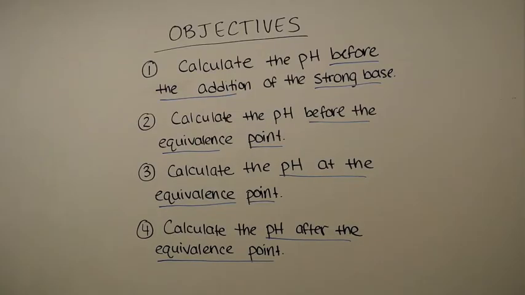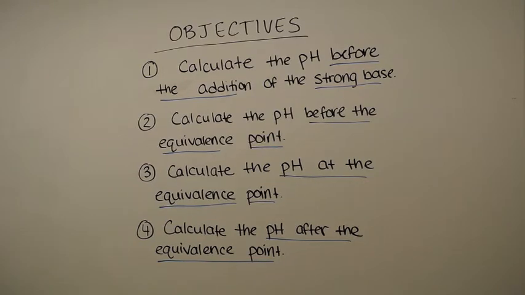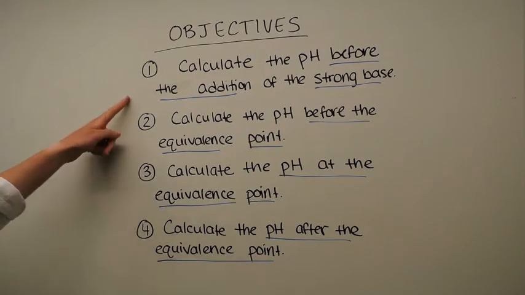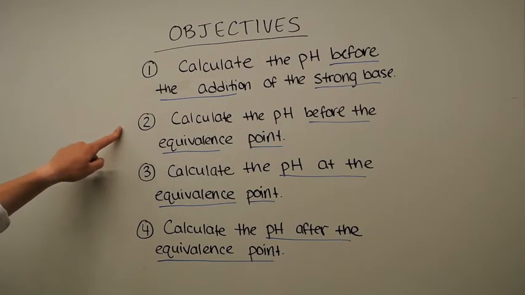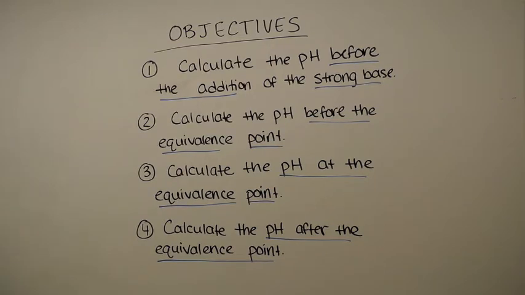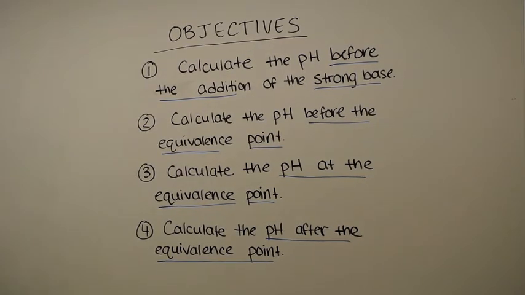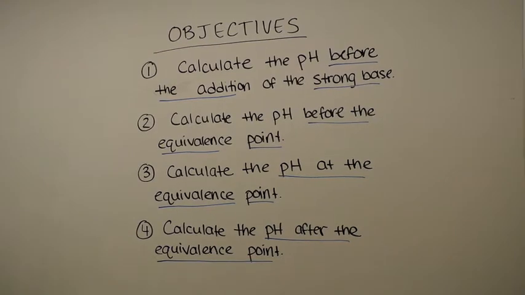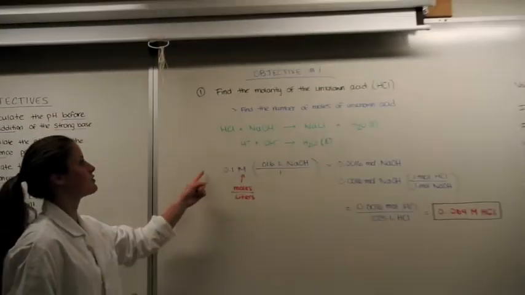Now that we have our experimental results, we have 4 objectives that we need to meet to calculate the pH at several different points. Our first objective is to calculate the pH before the addition of the strong base. Our second objective is to calculate the pH before the equivalence point. Our third objective is to calculate the pH at the equivalence point, and our fourth objective is to calculate the pH after the equivalence point has been reached. So, on to our first objective.